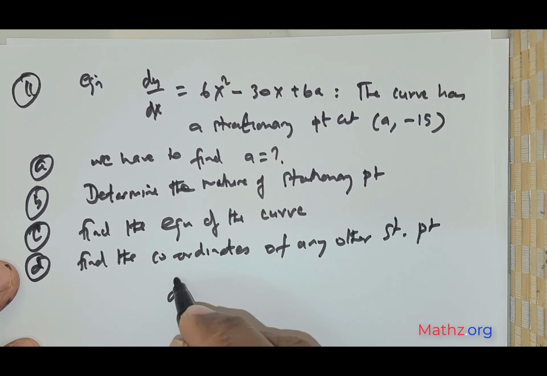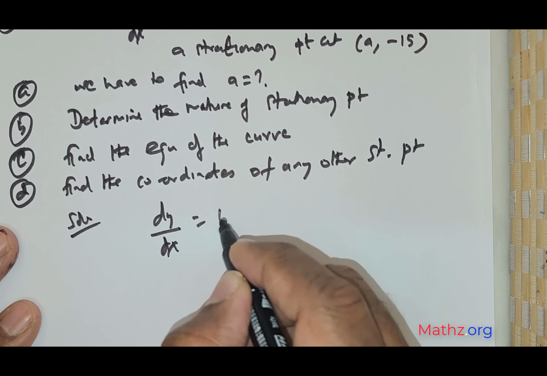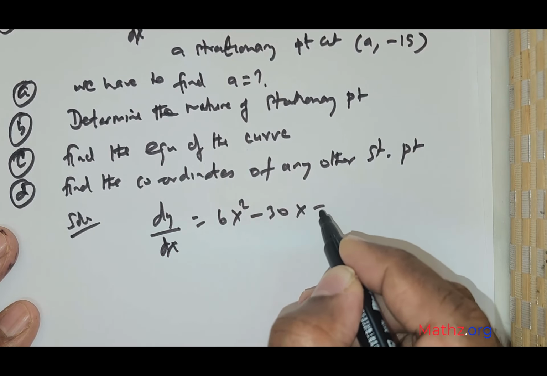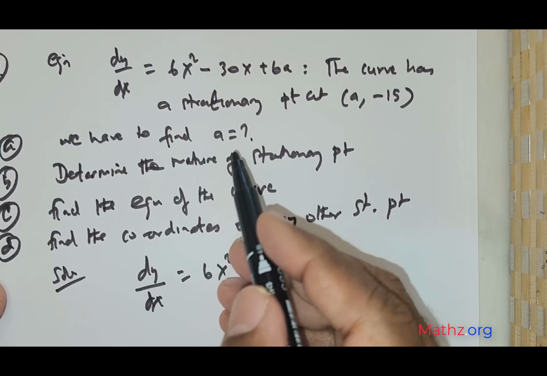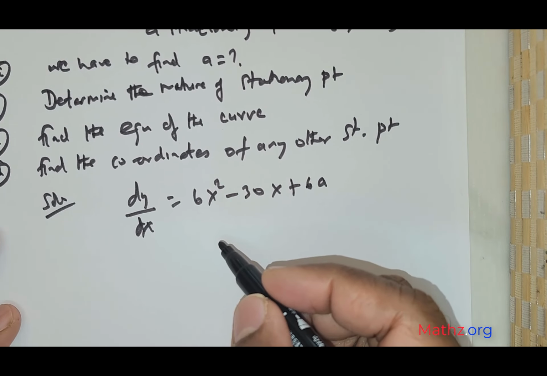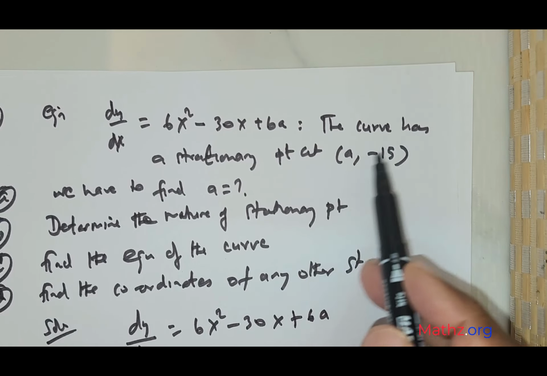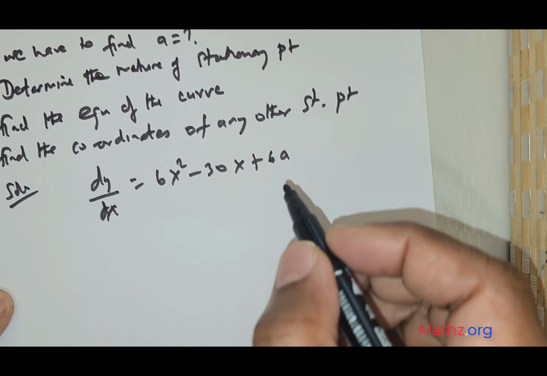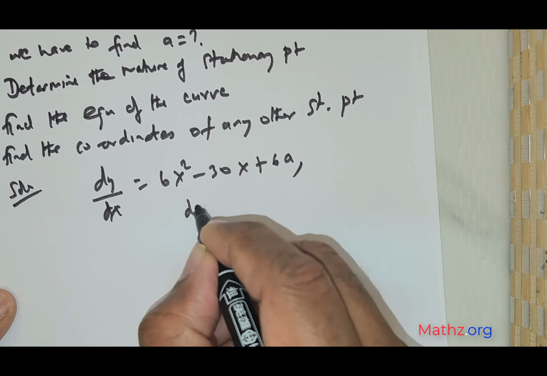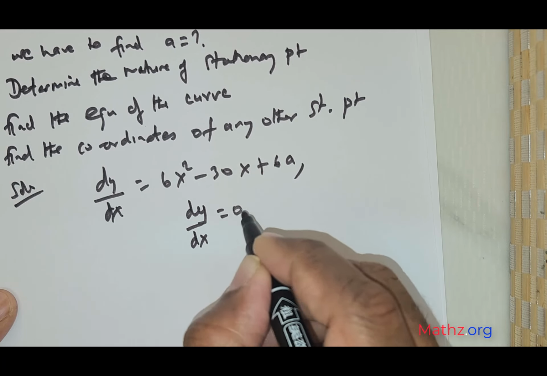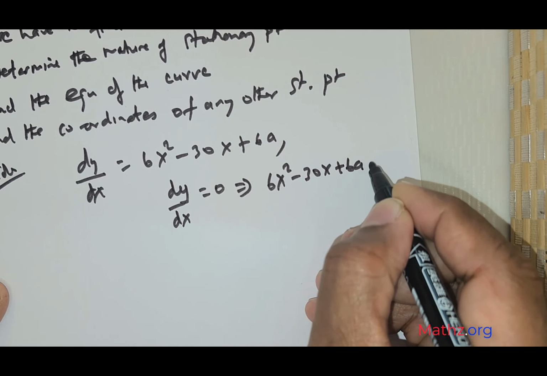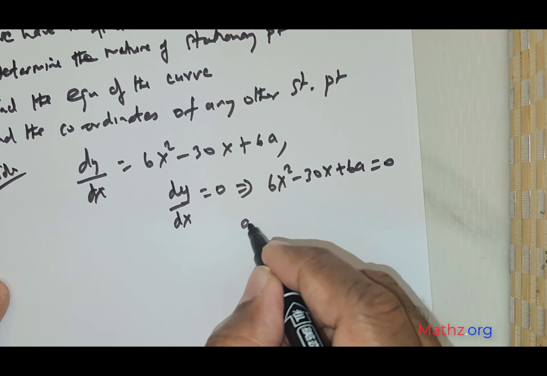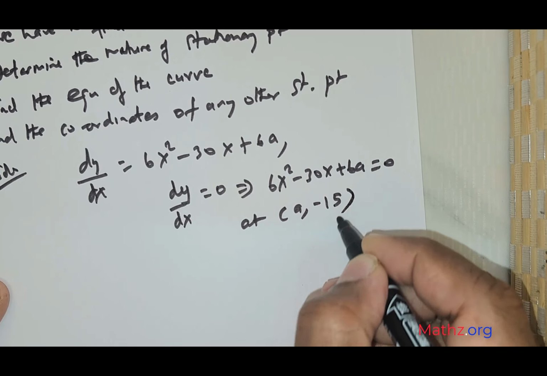So foremost, this is the solution. We have dy/dx = 6x² − 30x + 6a. Now we are asked to find a, and we also have the information that the curve has a stationary point at (a, −15). Because of that, I'm going to take dy/dx = 0. This means 6x² − 30x + 6a = 0, at (a, −15).